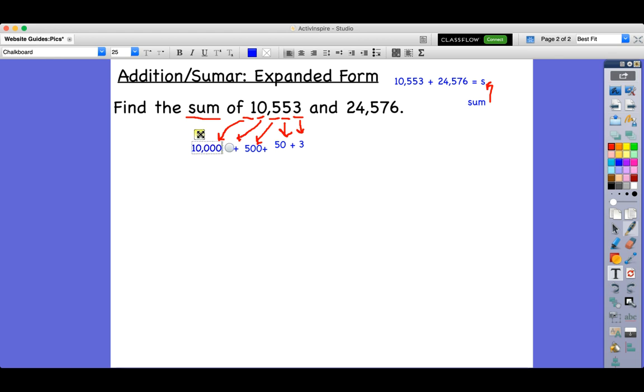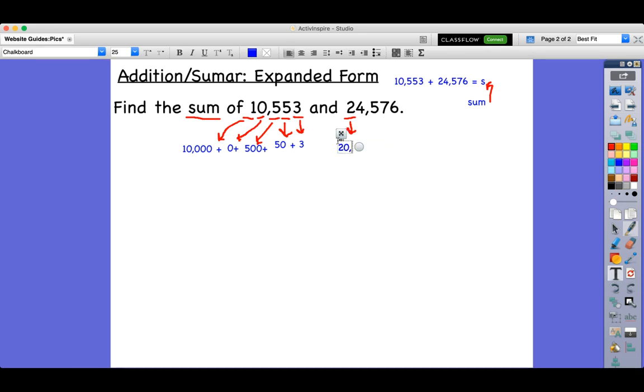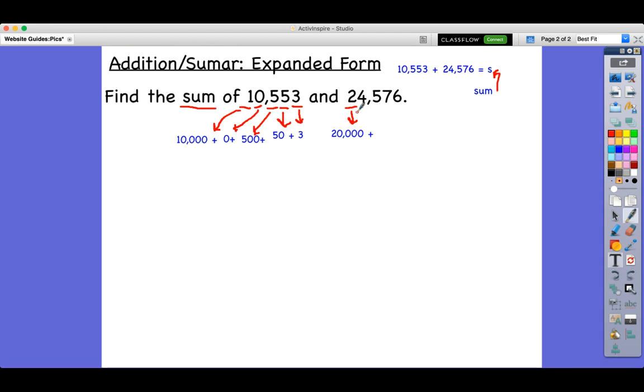So now I have that number in expanded form, and I'm going to move on to my second addend. So my other addend is 24,576. And this time I'll start with the highest place value, the 10,000s. It doesn't matter as long as you go in order and it makes sense to you. So this 2 represents 2 10,000s, or 20,000. Next, we have a 4 in the thousands place. So 4 thousands is the same as 4,000.